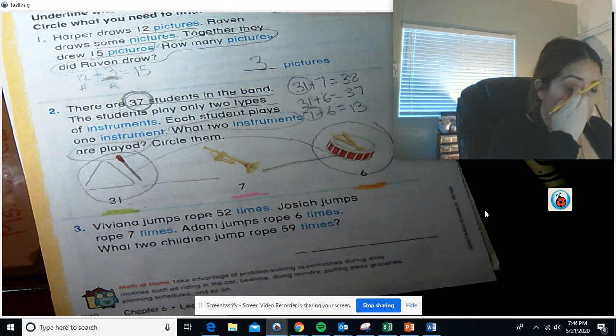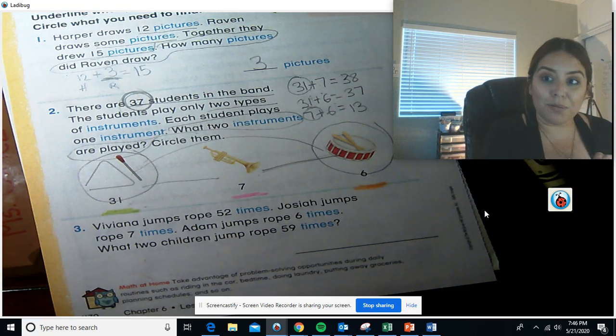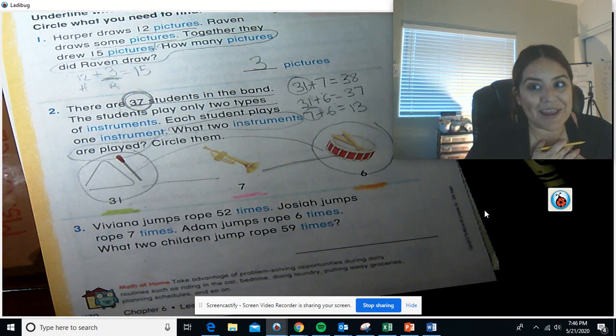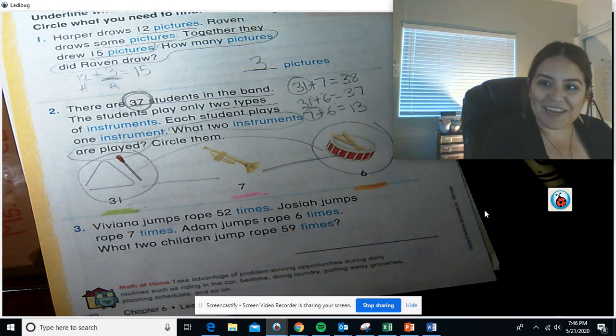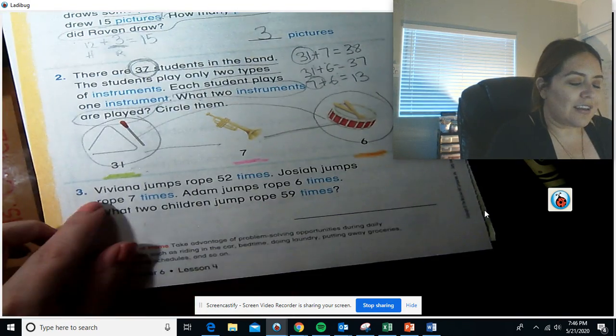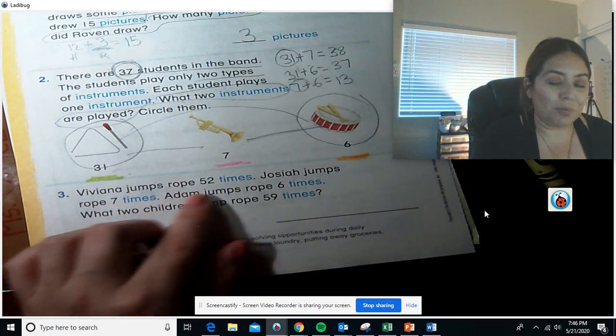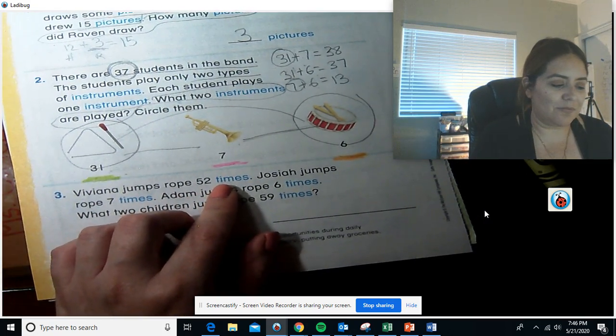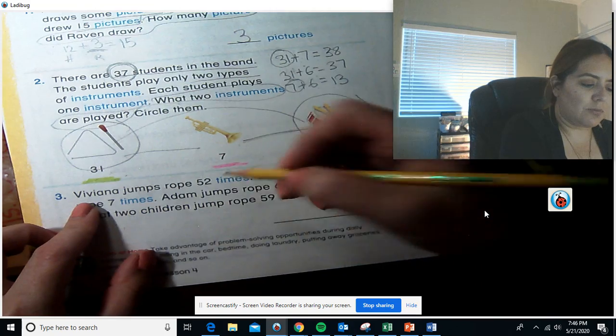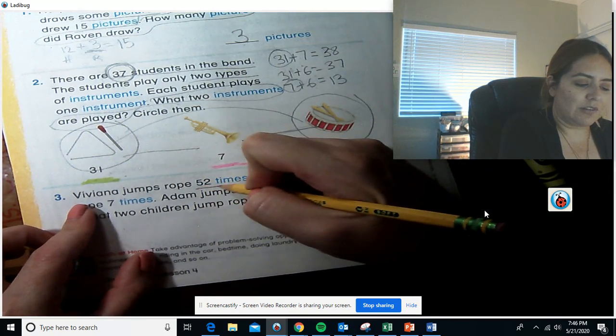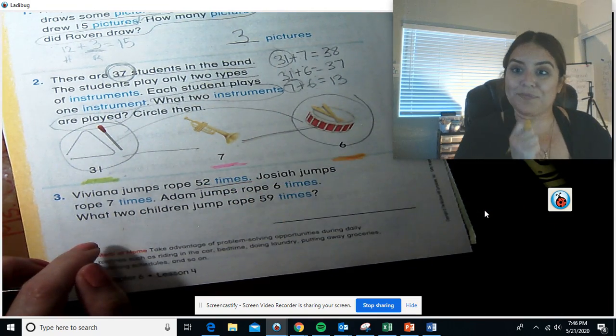Okay. Here is our last word problem, and look, it has my name. I've never seen my name in a word problem. It says Viviana jumps rope 52 times. And this is Aubrey's middle name, Viviana.